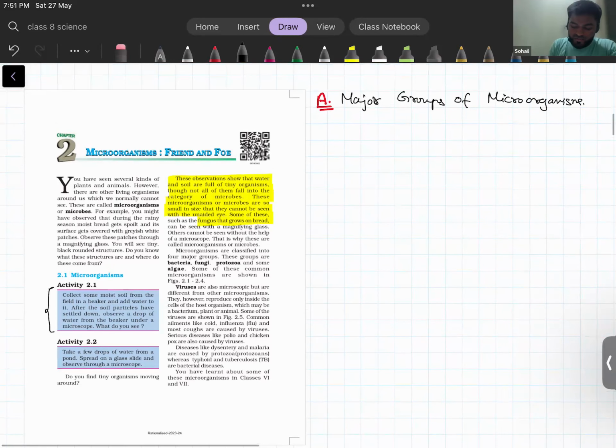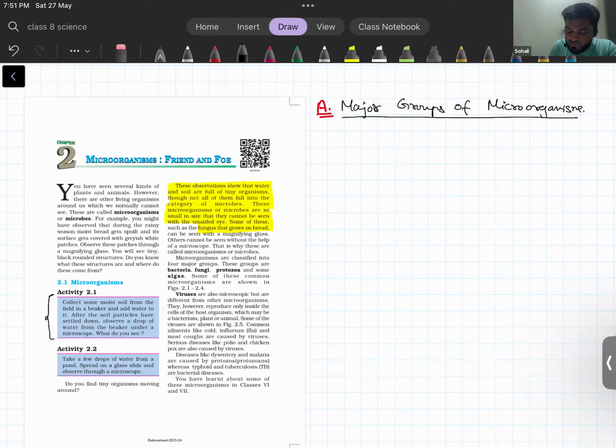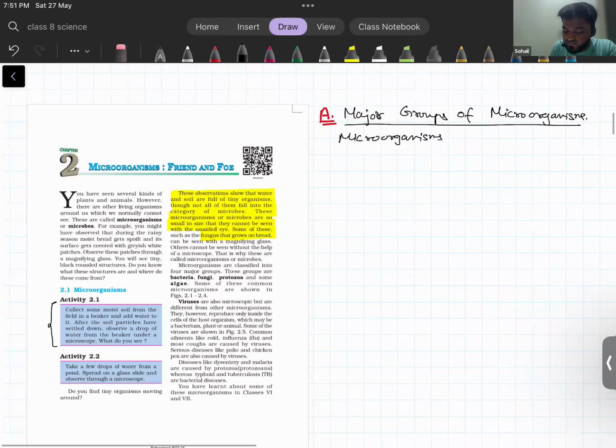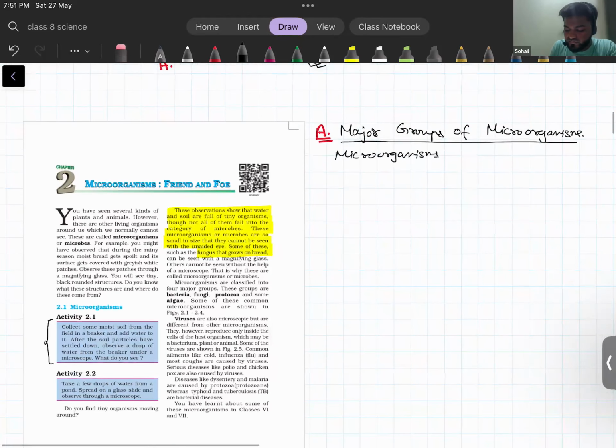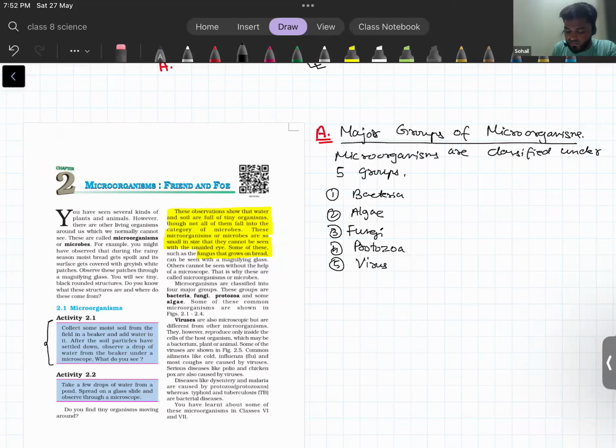So you see, microorganisms are basically classified into five groups. And these groups are what? They are bacteria, viruses, protozoa, fungi, and algae. So microorganisms are bacteria, fungi, protozoa, algae, and viruses. One more is there: viruses. That is the viruses.